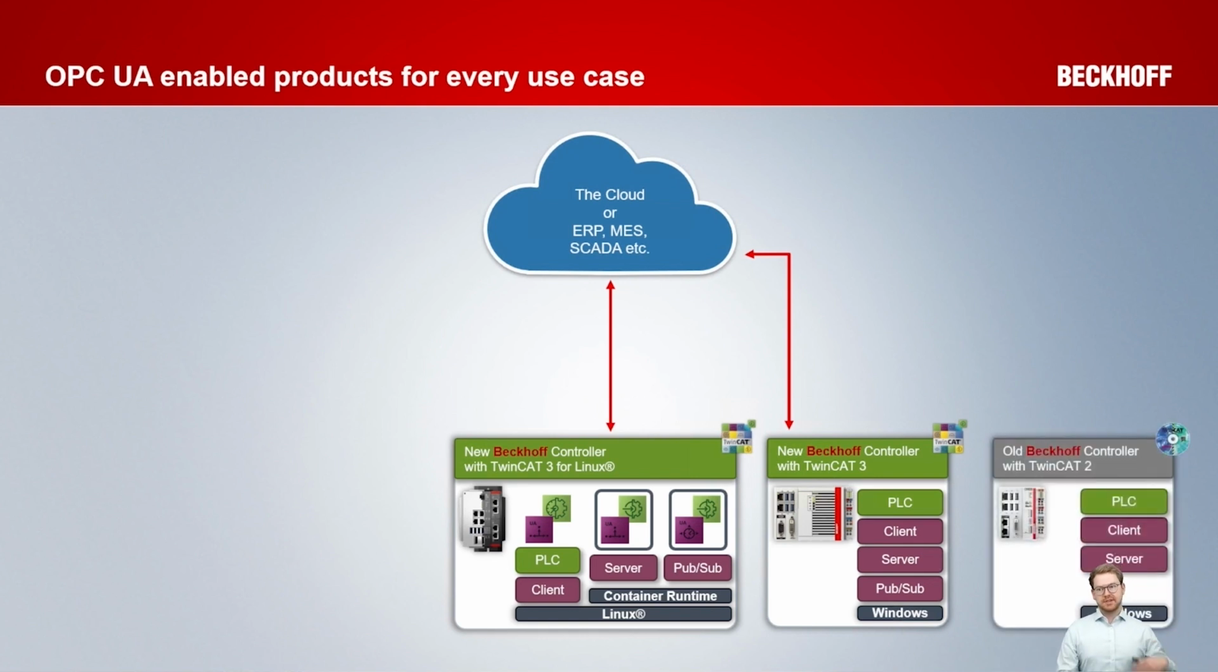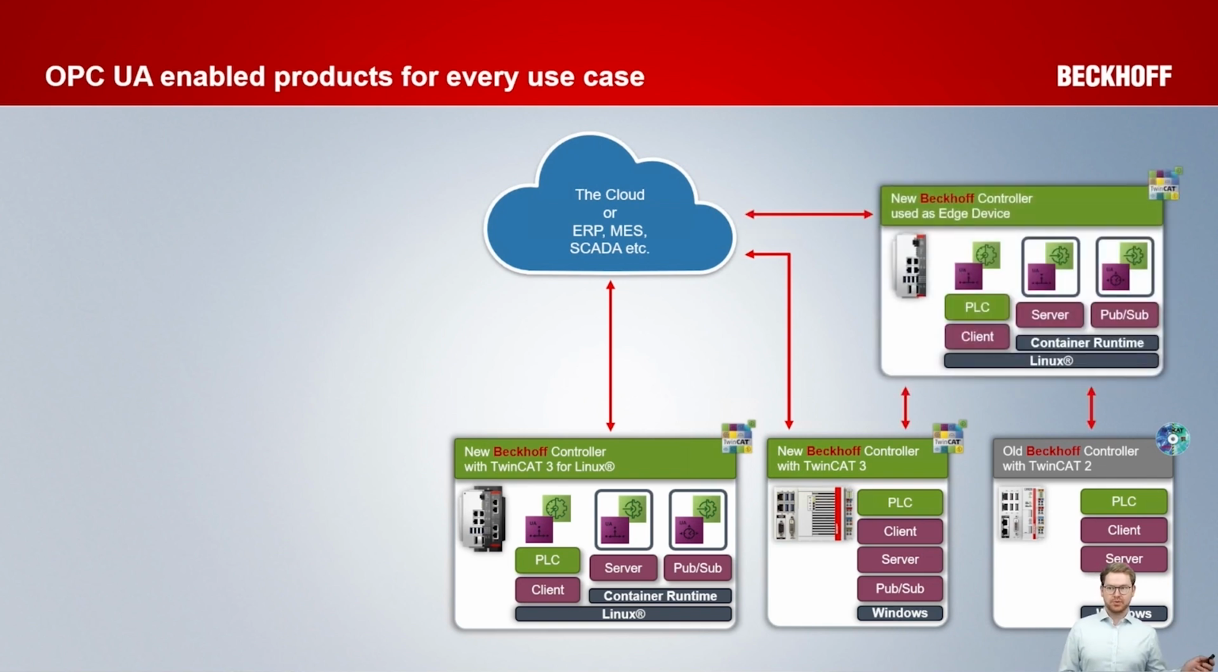You could also still have existing TwinCAT 2 hardware from many years ago that has the PLC and client server already installed based on Windows, but you might want to adjust the way information is presented, or you have higher security requirements. That's where you could use a new Beckhoff controller as an edge device, for example, also running Linux, getting information from the TwinCAT 3 controller with Windows and the TwinCAT 2 controller with Windows, and presenting it to the cloud, which could be your MES, your ERP, and so on, as a gateway edge device.